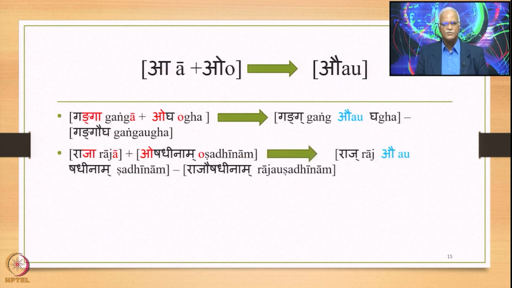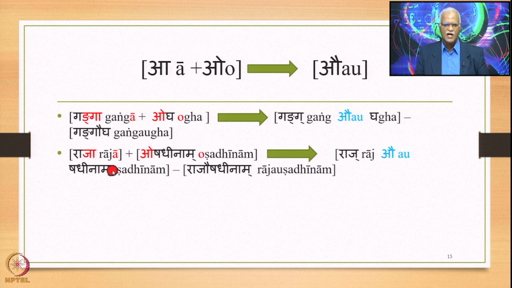Then we have A plus O, and the compound form is Ganga plus Ogha, where we have A coming at the end of this pada and O coming at the beginning of this second pada. When we join them together after the application of 6188, we get Gang Au Gha, and then we get Gaugha as the compounded form.